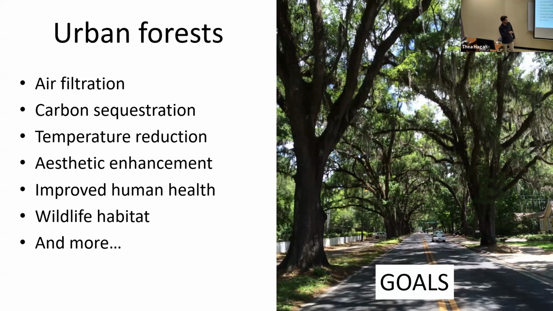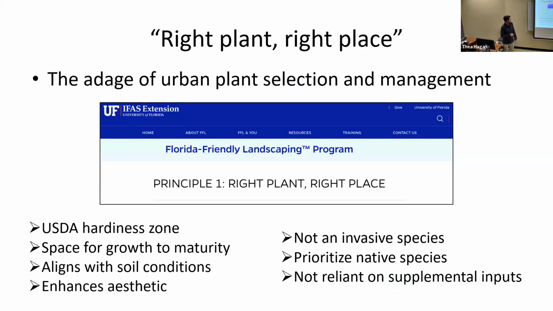There's tons of creatures living in these trees. There's tons of carbon being sequestered. These are valuable habitats. But this is the goal, and getting to that point is not easy. The way that we think about this from a landscape design and management approach is through this phrase, right plant, right place. So you've got to put a plant where it's going to thrive so that it can eventually become those giant live oaks.